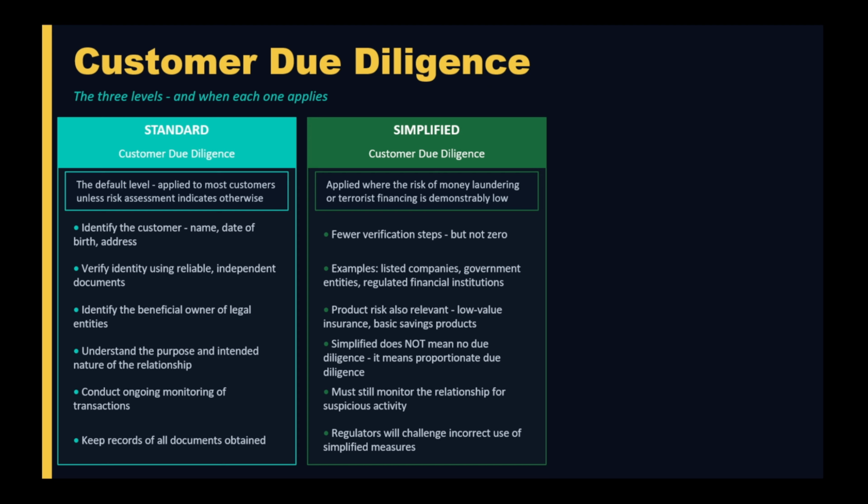Here is what candidates frequently get wrong about simplified customer due diligence. Simplified does not mean no due diligence. It means proportionate due diligence. Fewer steps, but not 0 steps. You still monitor the relationship for suspicious activity, and regulators will challenge any incorrect use of simplified measures. The burden is on the institution to justify why simplified treatment was applied.